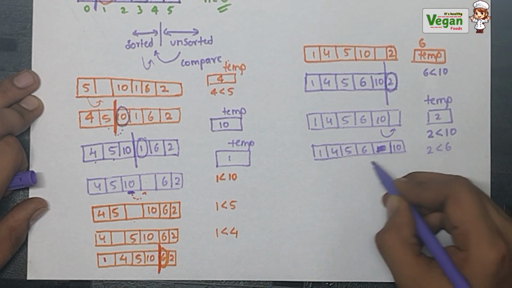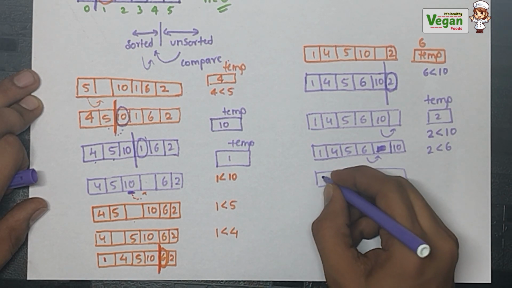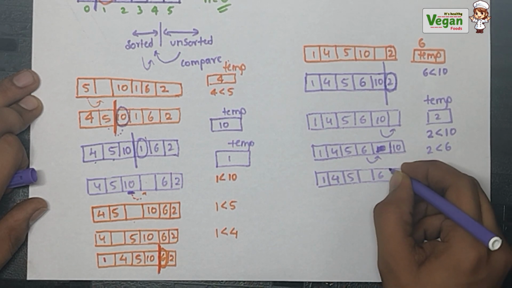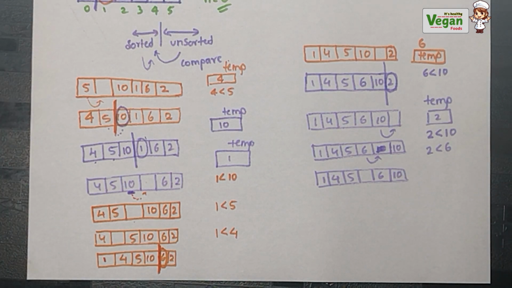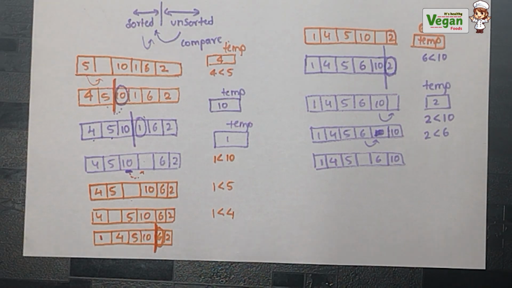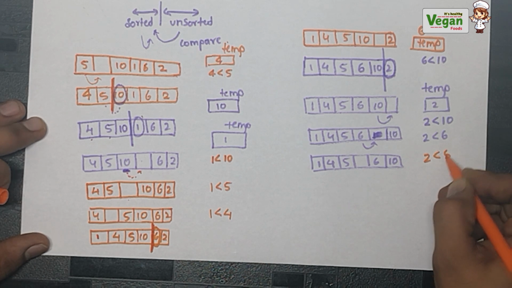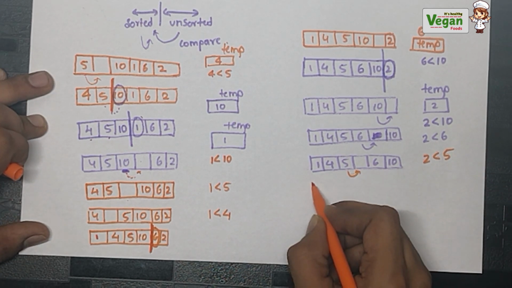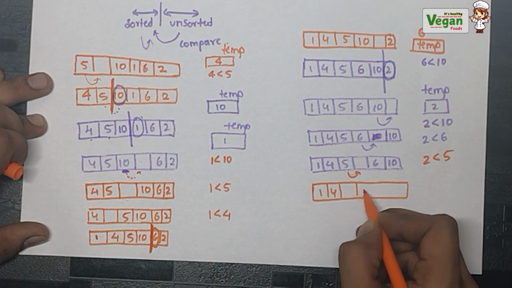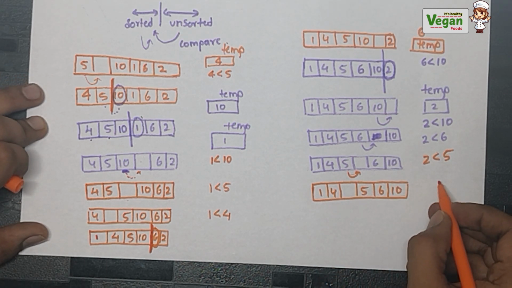Now I will compare 2 with 6. 2 is less than 6. Therefore 6 will come to this place. So 1, 4, 5, 6 will be shifted here. 6 and 10. Now I will compare 2 with 5. So 2 is less than 5. So 5 will be shifted. 1, 4, 5 will be shifted here. 6, 10. So here the free space is there.